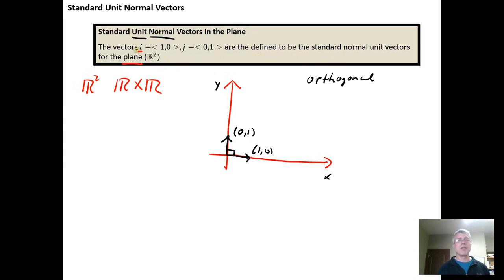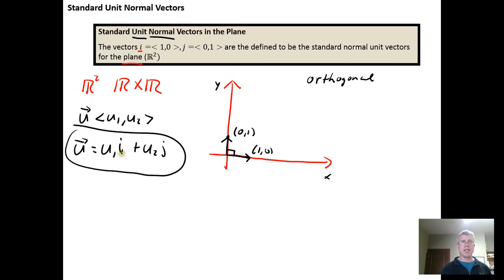And the key with the standard unit normal vectors is, if we have any vector u that's equal to u sub 1, u sub 2, we can easily express u using the standard unit normal vectors like this. We can say u can also be written as u sub 1 times i plus u sub 2 times j. And we can verify that this is correct just by thinking about the vectors that i and j represent.